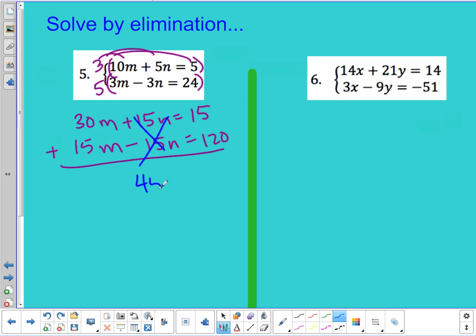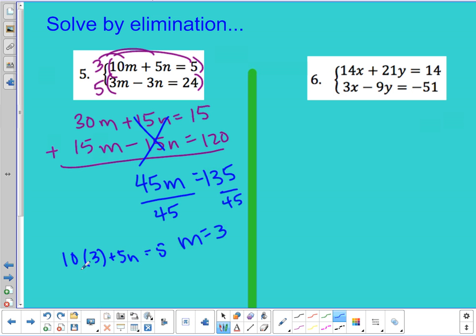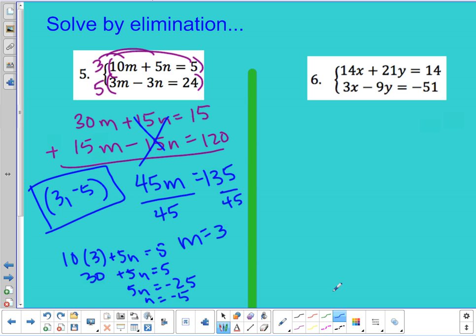30 and 15 is 45. So 45m and 120 plus 15 is 135. Divide by 45, and I get m is equal to 3. Then I have 10 times 3 plus 5n is equal to 5. That's 30 plus 5n is equal to 5. That's 5n is equal to negative 25 because 5 minus 30. And then n is going to be negative 5. So 3 comma negative 5. I still go in alphabetical order there even though it's not x and y.